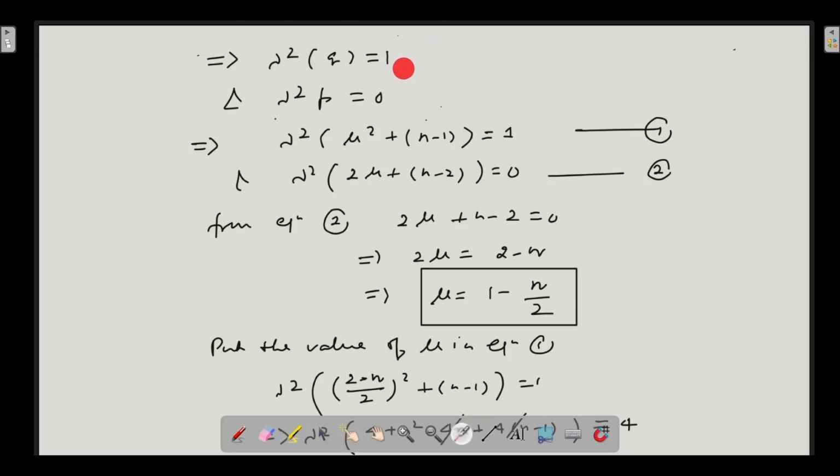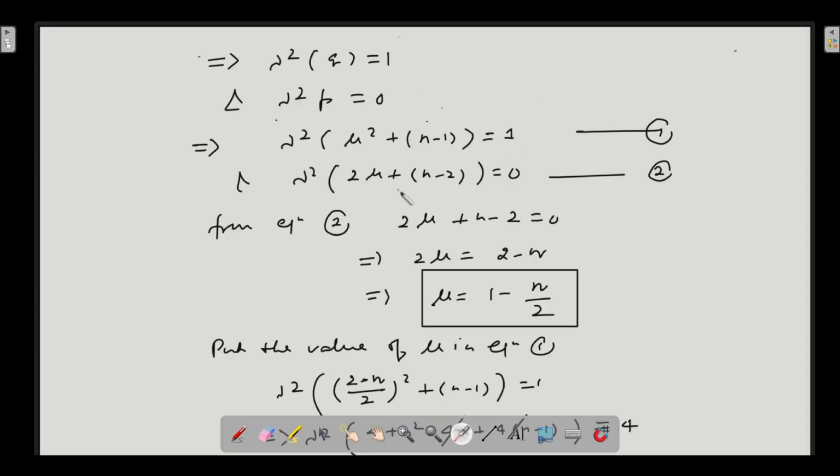So lambda square q is equal to 1, lambda square p is equal to 0. So lambda square at the place of q, what is the expression? Mu square plus n minus 1, that is equal to 1, and at the place of p the expression is 2 mu plus n minus 2. So lambda square multiplied by 2 mu plus n minus 2 is equal to 0. Now from equation 1 and from equation 2 what can you get?